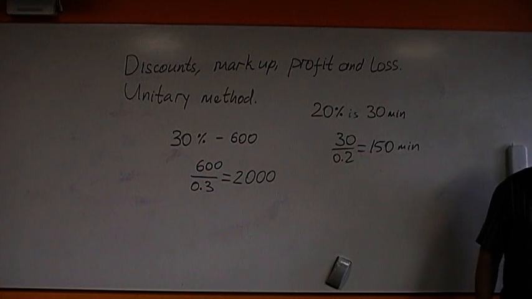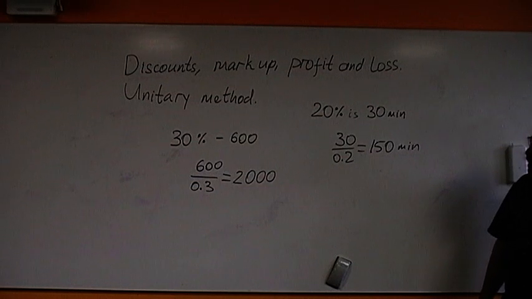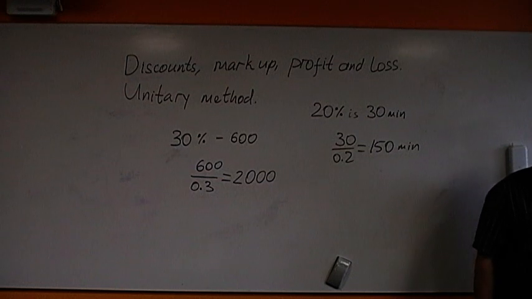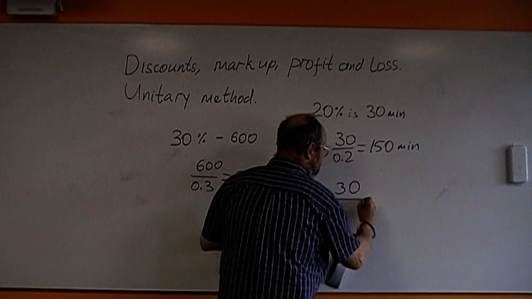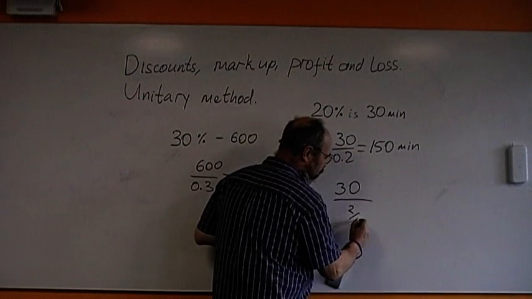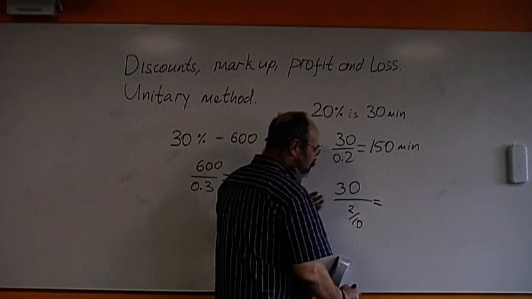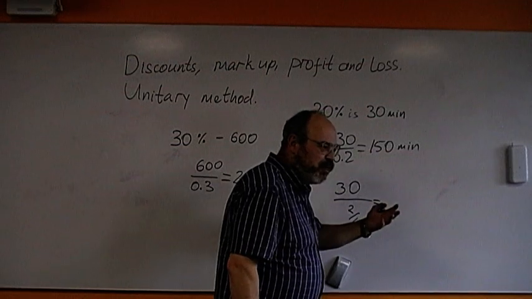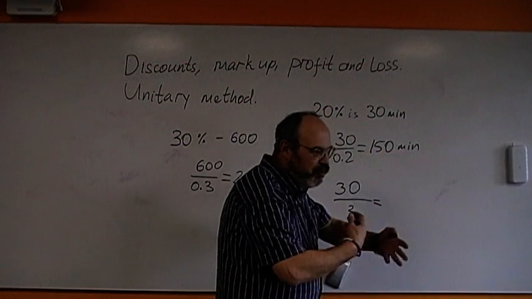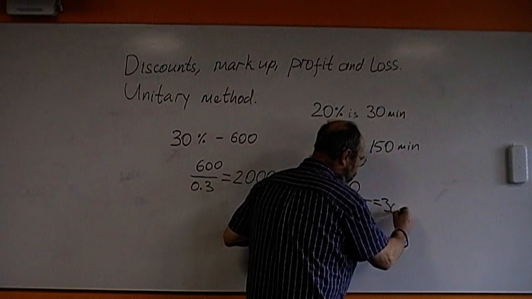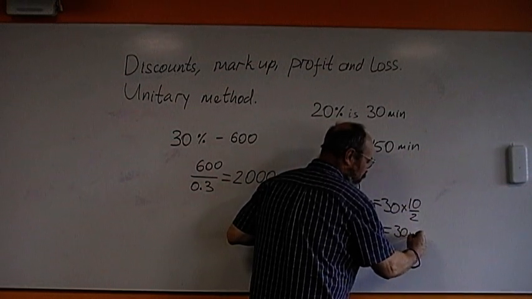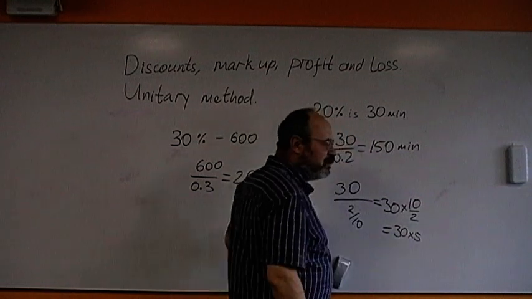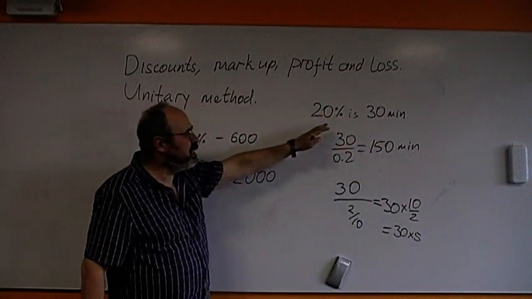Can't you just do 30 times 5? Yes, because dividing by 0.2 is the same as dividing by the fraction 2 over 10, which is multiplying by its reciprocal. Keep, change, flip. It will be 30 times 10 over 2, which is 30 times 5. It's the same.